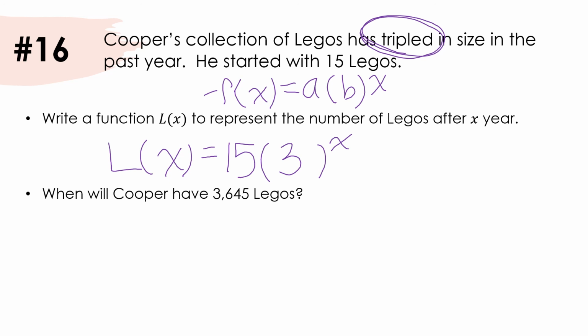And then the follow-up, when will Cooper have 3,645 Legos? You can do this two ways. You can just kind of guess and check and try plugging in 1, 2, 3, 4, 5, 6, 7, and so on until you find the right answer. Or you can take your function, put it into the calculator, into the table, and scroll in your table until you see 3,645 on the y side of the table. And you should see that that would be 5 years.